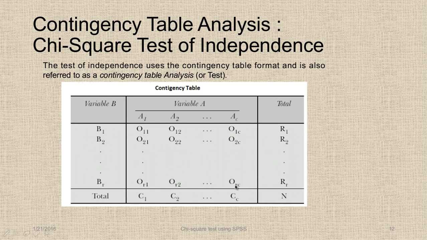ORC is the number of observed cases falling in the category BR corresponding to variable B, and AC corresponding to the variable A. Now here we have taken the row totals R1, R2 up to RR for the corresponding rows, and C1, C2 up to CC for the total of the corresponding columns. N is the grand total, that means the total number of cases or sample size.